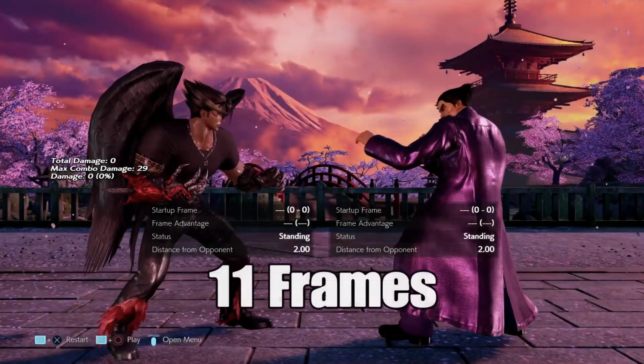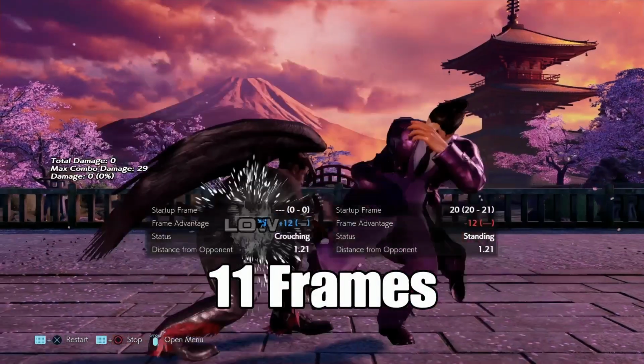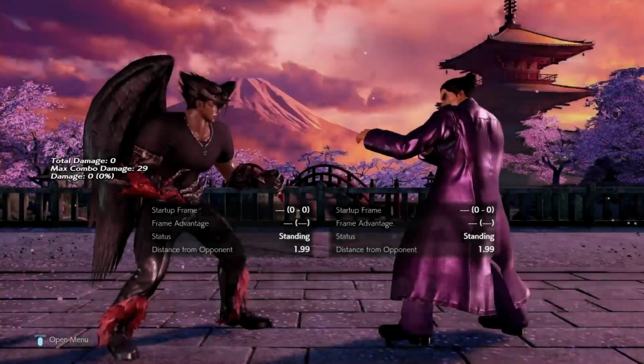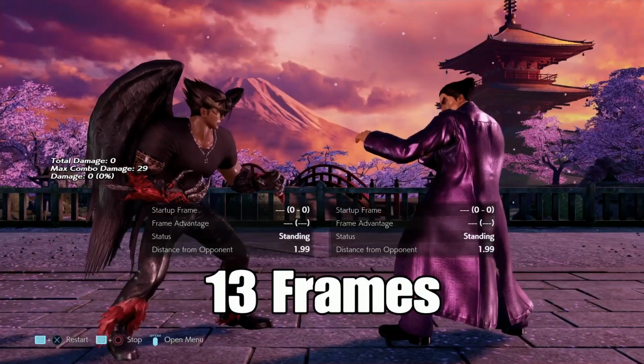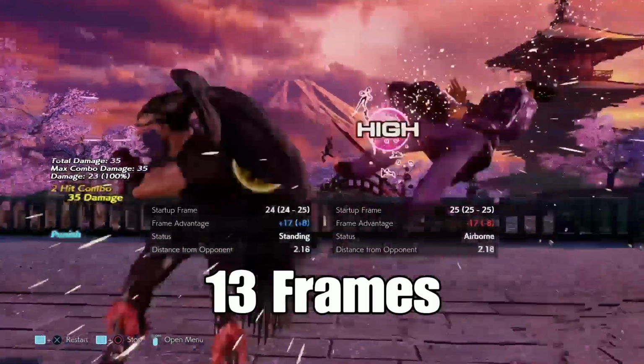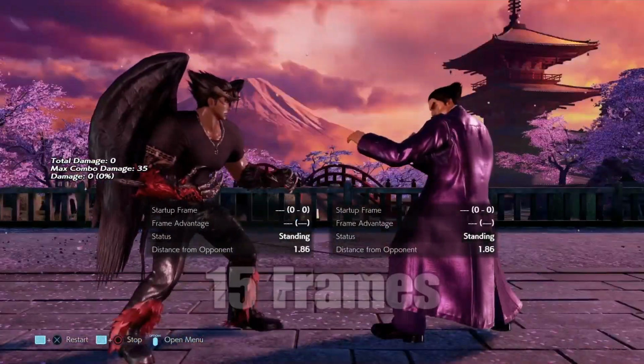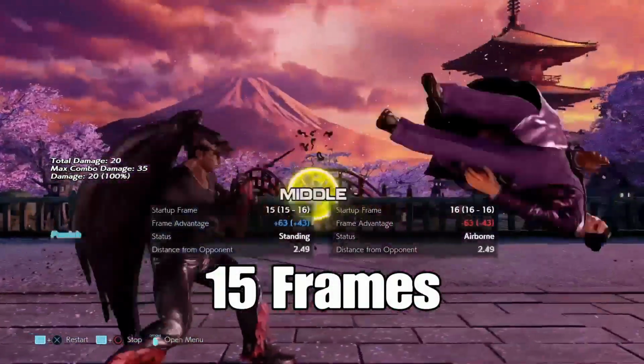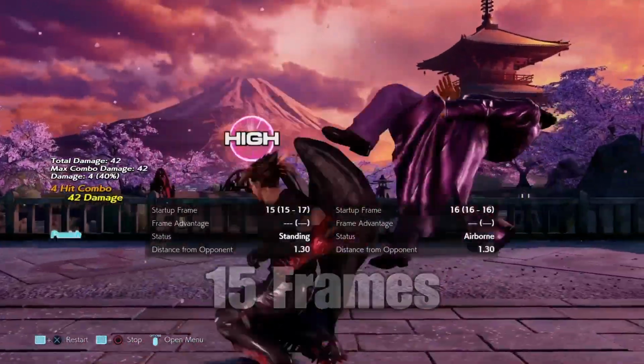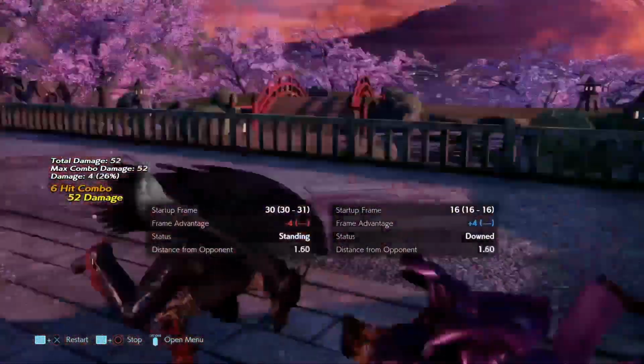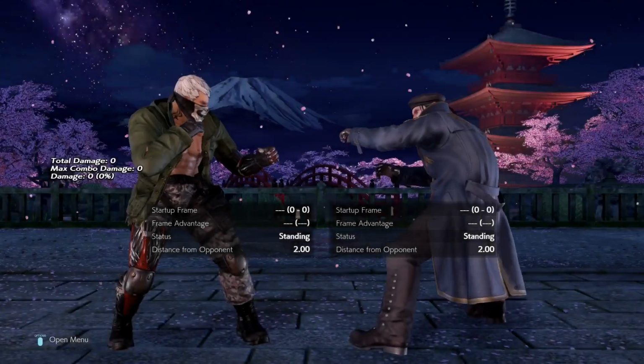Once you're done with that, you'd also want to go through your move list and find out where your while rising moves are, because you'd also want to punish low attacks. These are fairly simple because each character only has 2 or 3 of these, so you should figure them out pretty quickly. And then next up, we'd also like to talk about plus frames.